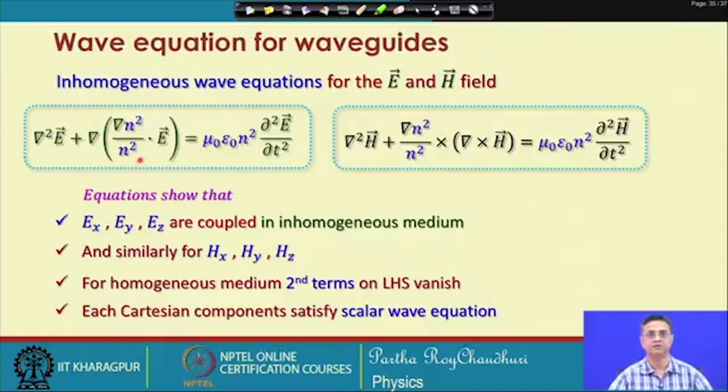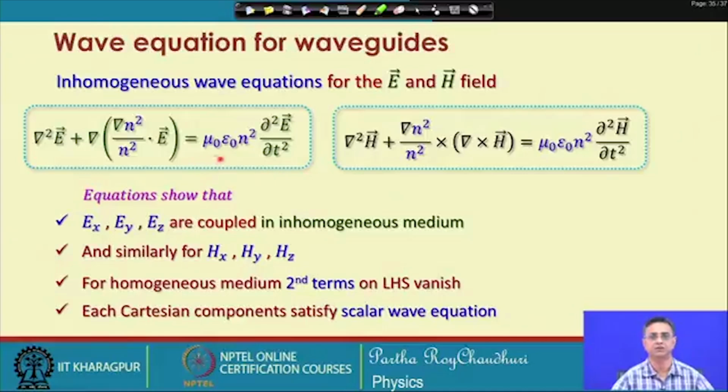But this term, as a checkpoint, we can check that if the medium is homogeneous, that is if there is no del n square, then this quantity becomes 0, and this equation reduces to the form of homogeneous wave equation. And likewise for the magnetic field part, if del n square itself is 0 for homogeneous medium, the equation simply reduces to del square H equal to mu naught epsilon naught n square del square H by del t square, which is the same old equation for the homogeneous medium.